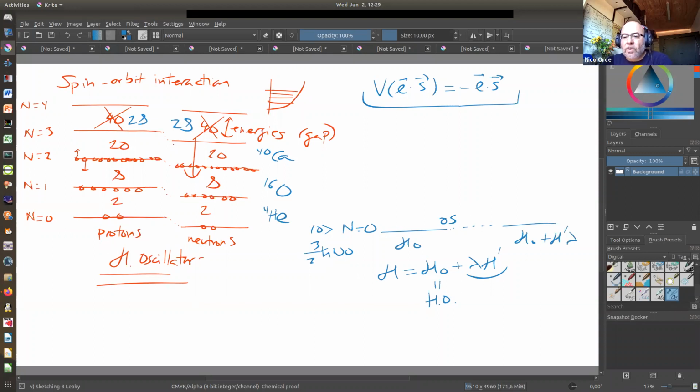Whether this goes up or comes down, it will change the energy in a way that will, as we shall see, incorporate the magic numbers beautifully. So this spin orbit interaction is key to understand the shell model. So let's do some calculations now.